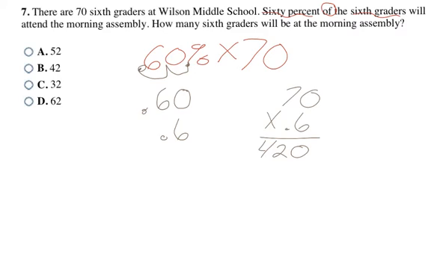And then to get the decimal in the right place, I'm going to count out how many numbers are after the decimal. So to the right of the decimal, I don't have any in the first, but I have 1 in the second, for a total of 1 decimal place after the decimal in my answer. So my answer here is 42.0 or just 42, and that's going to make my final answer B.